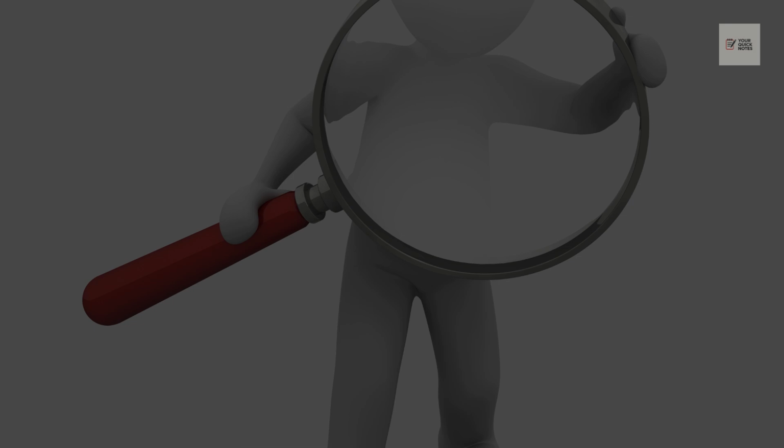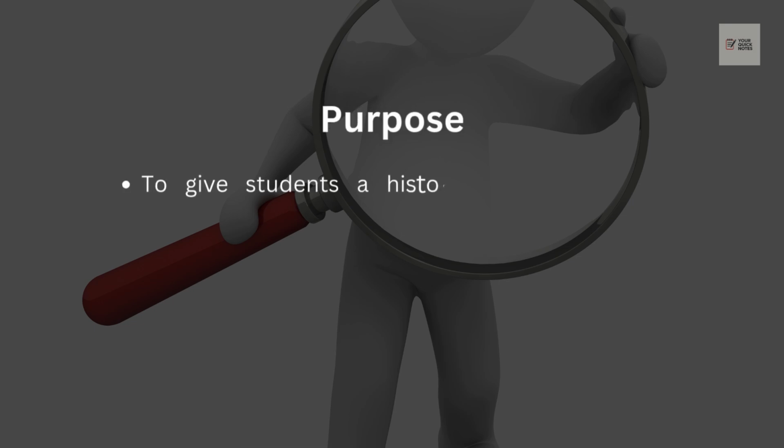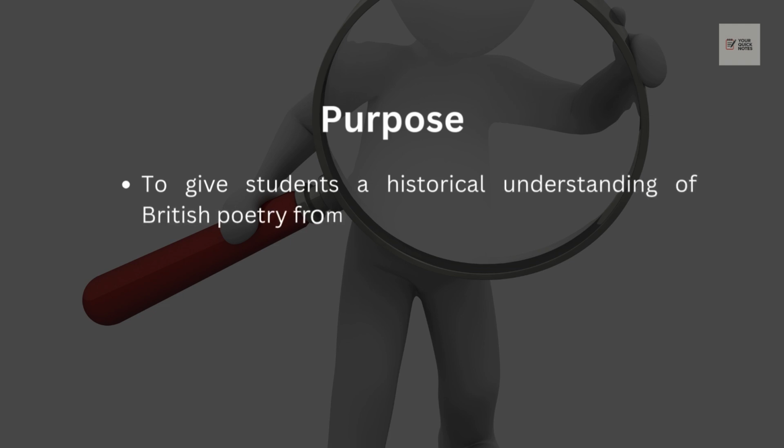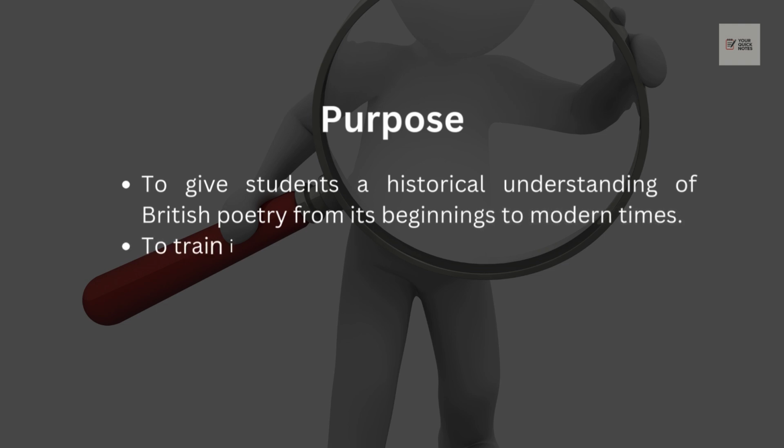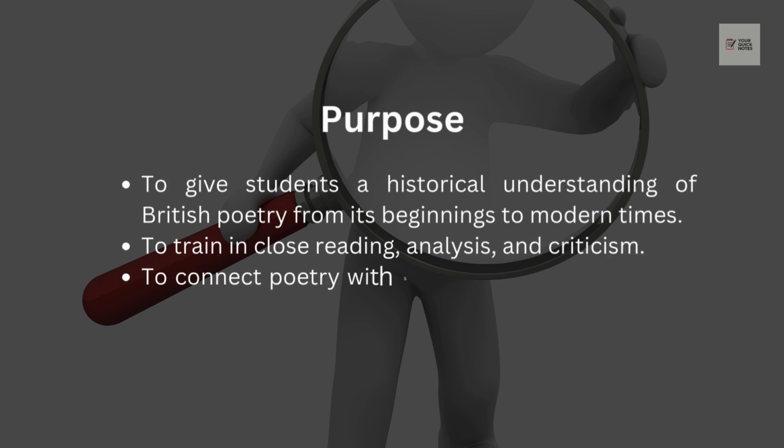Before we begin, let's quickly understand the purpose of this video. First, it will give you a historical understanding of British poetry, right from its origins to modern times. Second, it will help you practice close reading, analysis, and criticism in a simple way, with point-by-point explanation. And third, it will connect poetry with the social, political, and literary movements of each age. So by the end of this lesson, you'll not only know the poets and periods, but also the world in which their poetry was created.